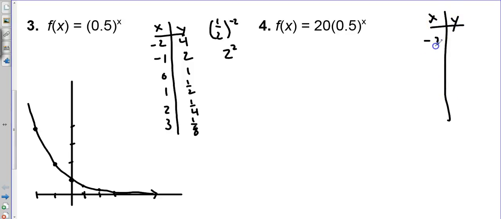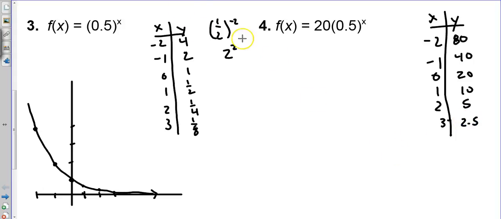And we plug in -2. And again, we're going to get 0.5 to the -2, which is going to give us 4, but again, we're tacking on this 20, so that's going to be 20 times 4 is 80. Plug in a -1. I'm going to end up with 2 times 20 is 40. Plug in a 0, and you get 20. Plug in a 1, and you get 10. Plug in a 2, you get 20 times 1/4, which is 5. And plug in a 3, and you get 20 times 1/8, which is going to be 2.5, or 5/2.